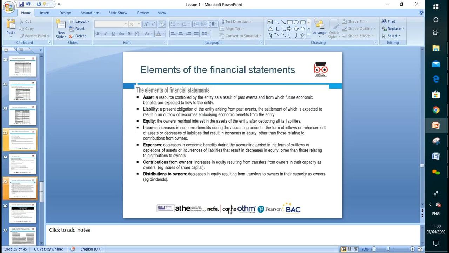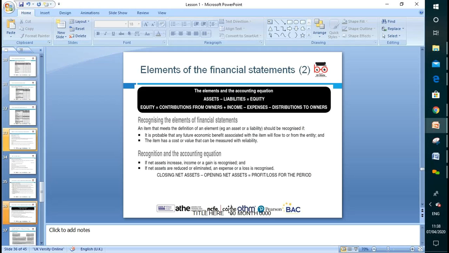Elements of financial statements: assets, anything you own. Liabilities, anything you owe. Equity means the investment. Income is an increase in economic benefit, such as profit. Expenses decrease your economic benefit because cash is going out of the business. Contribution increases the equity if you invest more money in the business. Distribution to the owner decreases it if you withdraw money.